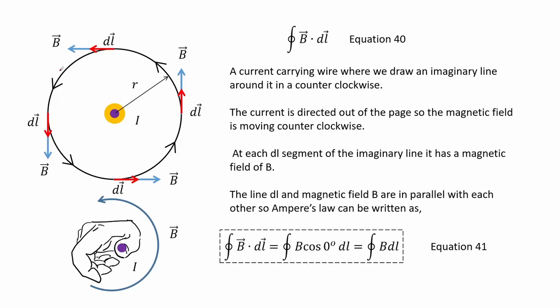Like for this current carrying wire where the current is directed out of the page as indicated by the purple dot here, the direction of the magnetic field would be counterclockwise using the right-hand rule. The line dl and magnetic field B are parallel with each other, so Ampere's law can be written as equation 41.